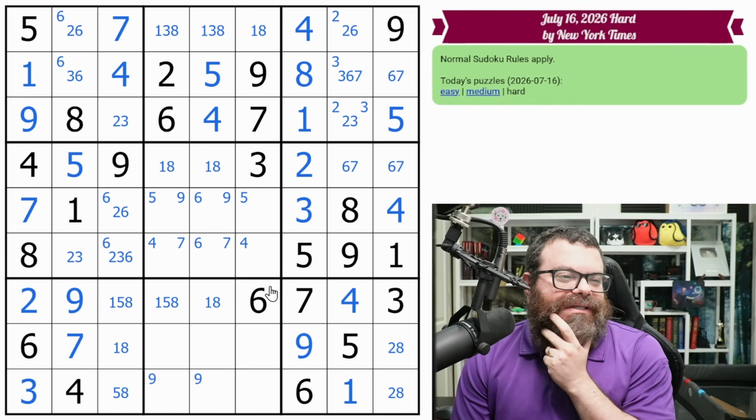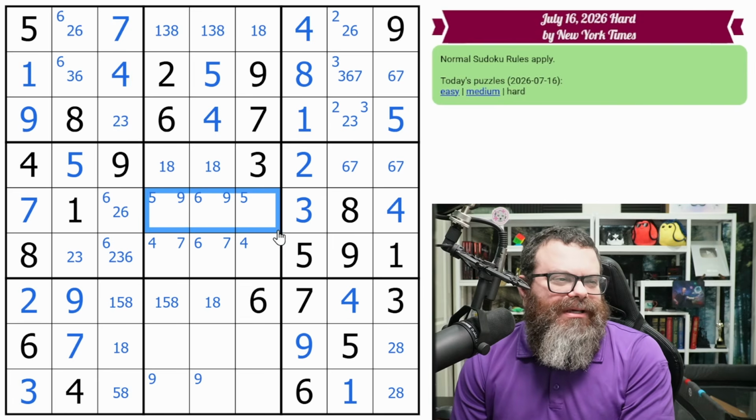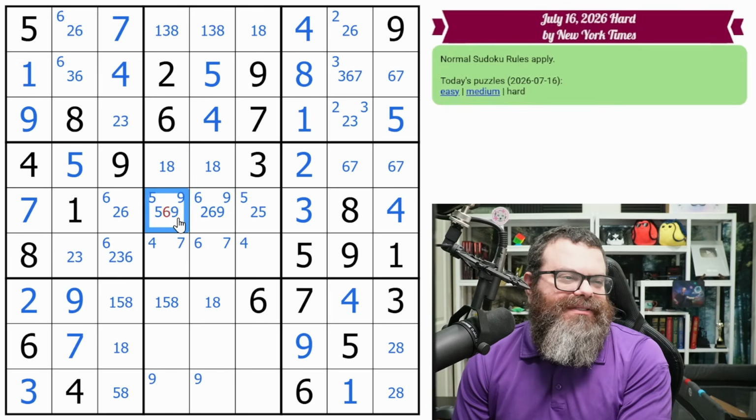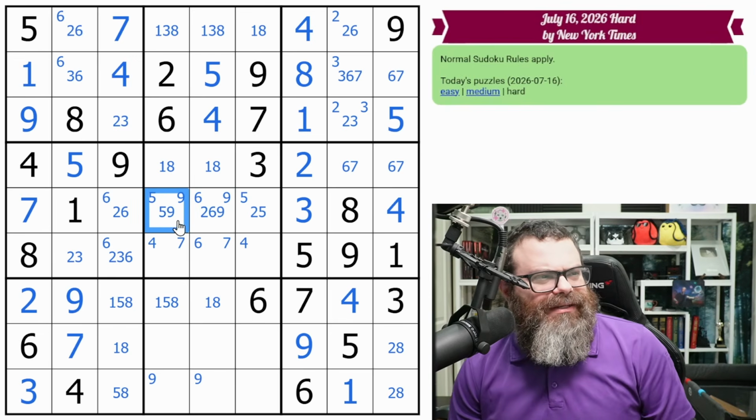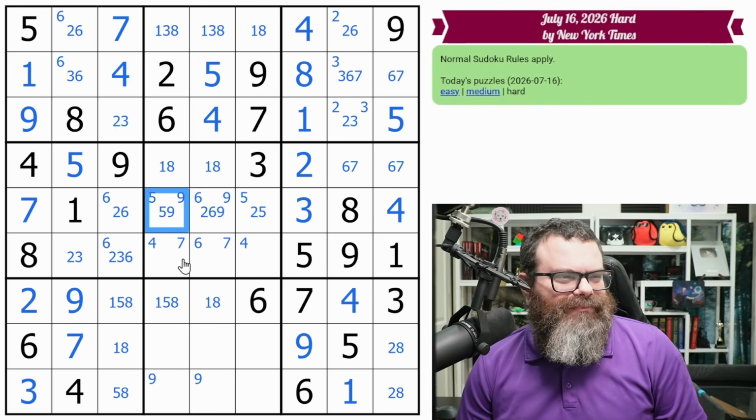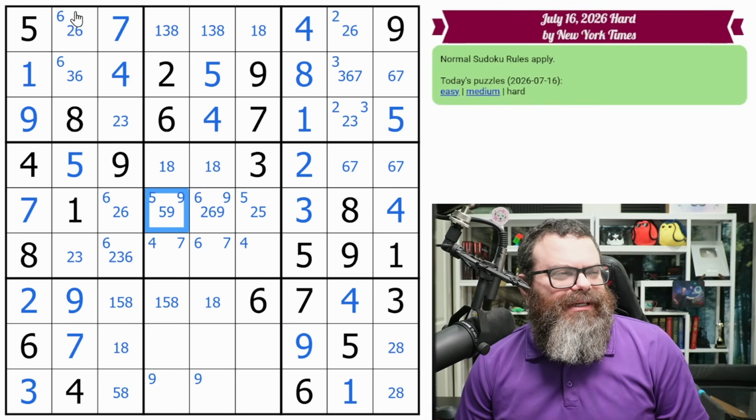So I think penciling is just the way to go. Let's start here. We need a 2, 5, 6, 9. This can't be 6 or 9, so that's 2, 5. This is 2, 6, 9. This is 5, 6, 9. Not a 6. 5, 9. Scanning, scanning.